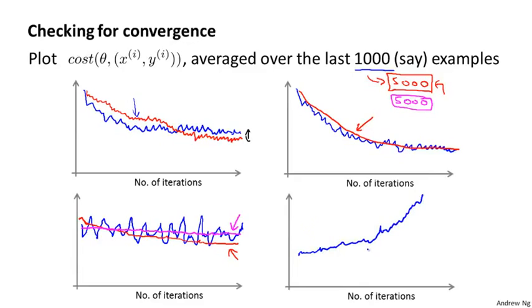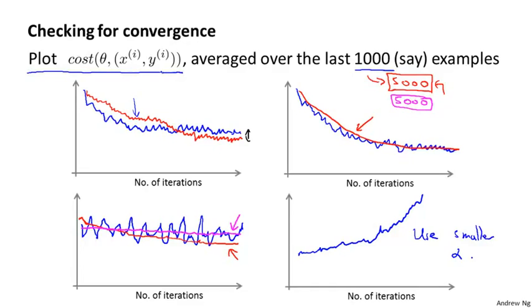And if that's the case, then this is a sign that the algorithm is diverging. And what you really should do is use a smaller value of the learning rate alpha. So hopefully this gives you a sense of the range of phenomena you might see when you plot these costs average over some range of examples, as well as suggest the sorts of things you might try to do in response to seeing different plots.